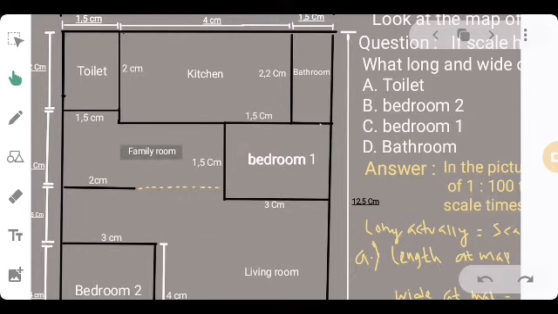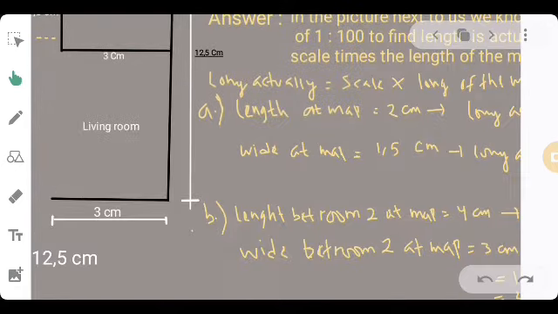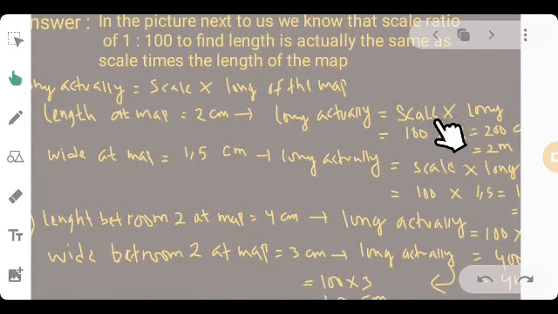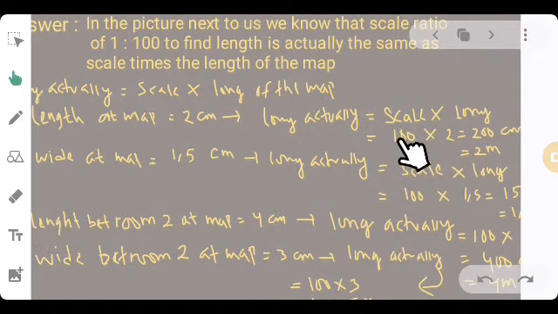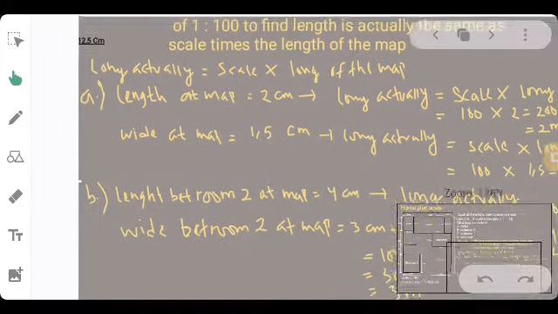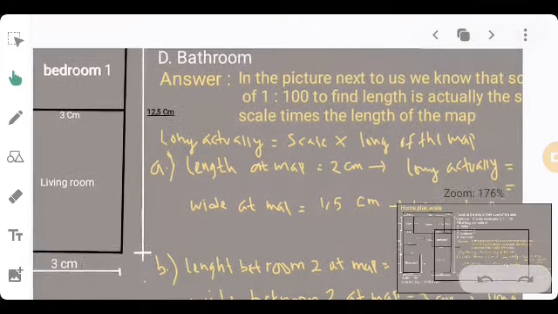The leg width is 1.5 centimeter. So you can find the real length by multiplying with the scale: 100 times 2 is 200 centimeter. For the width, 1.5 times 100 is 150.